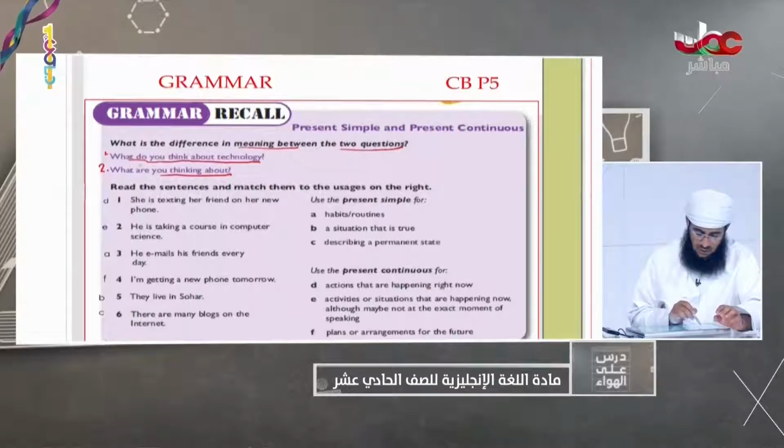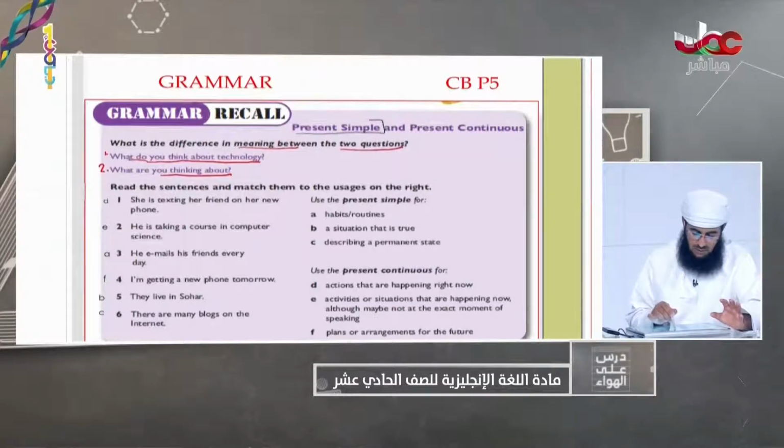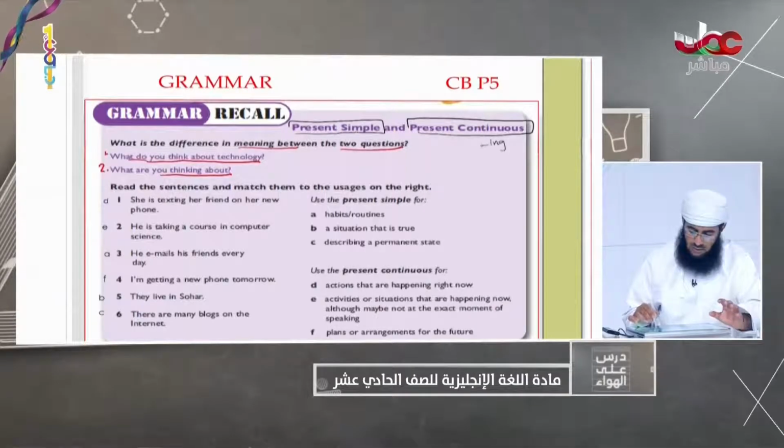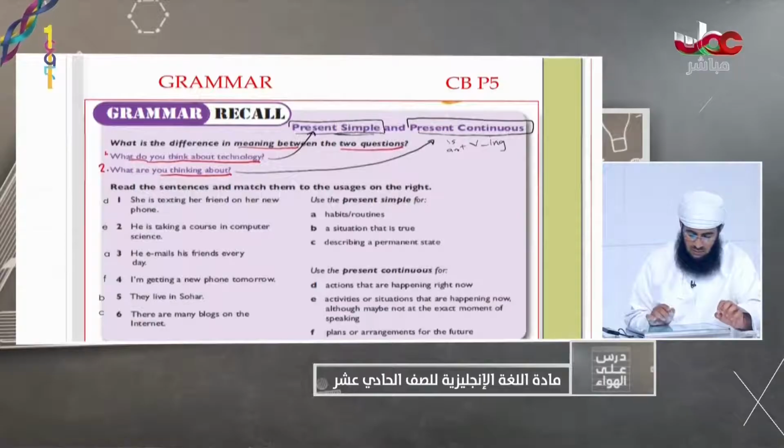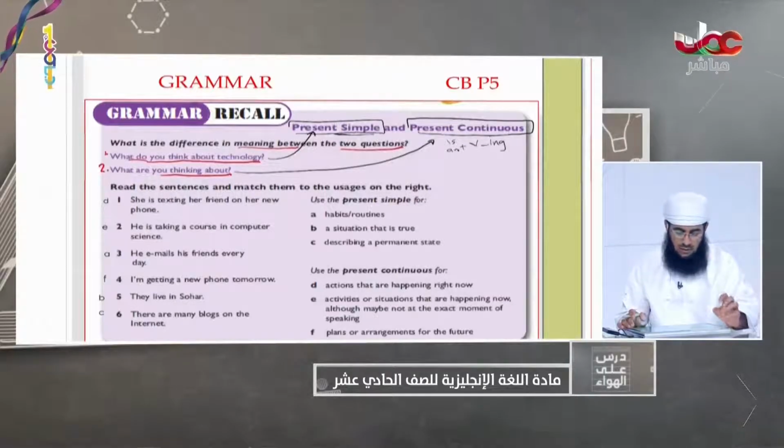So the first one, what do you think about technology? He is asking a question related to which type of present? Is it present simple or present continuous? What does continuous mean? It means we may have an ing connected with the verb, and before it we have is or are. Here we have a simple form. So the first one is related to present simple, and the second one is related to present continuous.